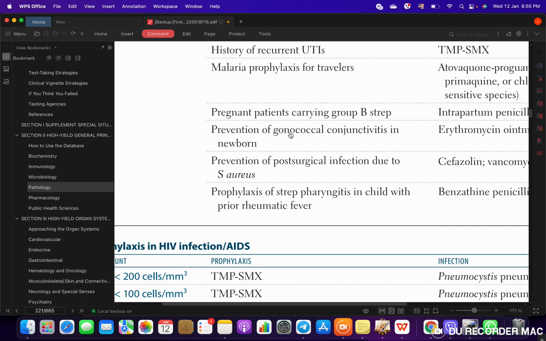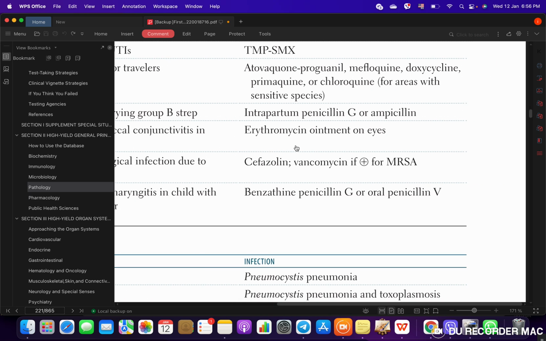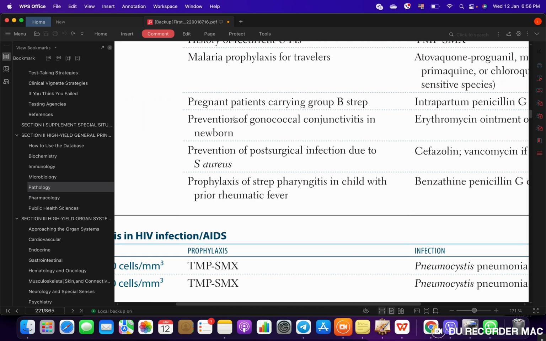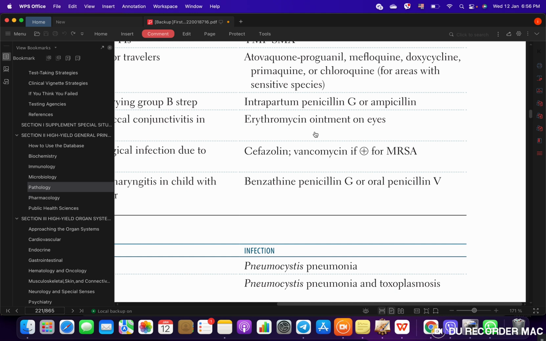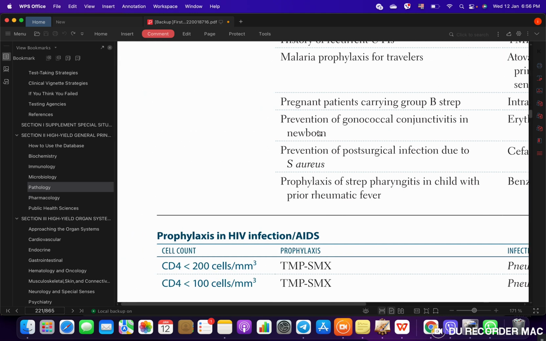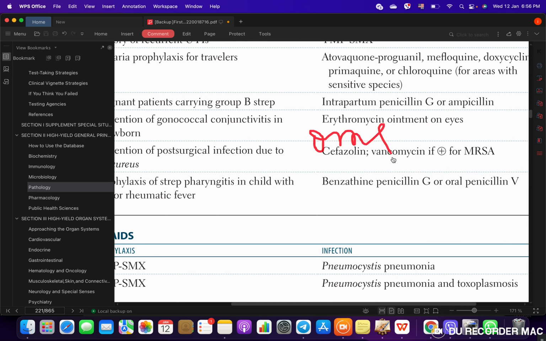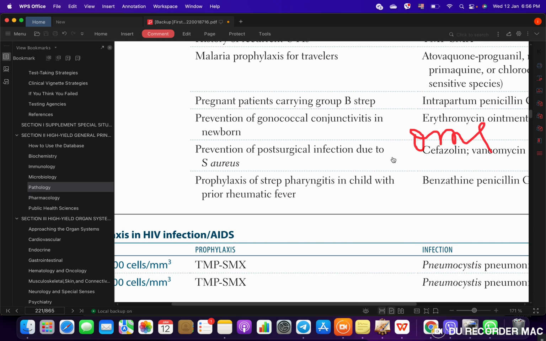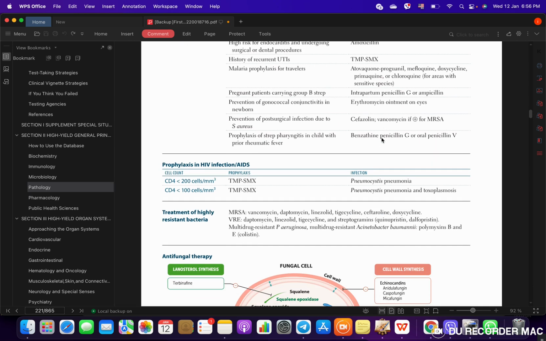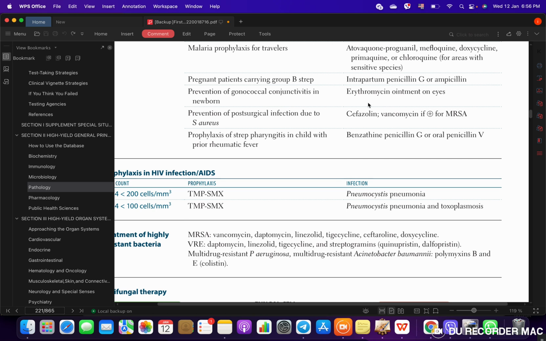So prevention of gonococcal conjunctivitis in a newborn: macrolide ointment in the eyes, but be careful guys, it does not prevent chlamydial conjunctivitis. For that you need oral erythromycin in the baby, but that's a Step 2, not a Step 1 question, okay? So for Step 1 you just know erythromycin, that's it. For Step 2 you will have to know that oral erythromycin is used to prevent chlamydial conjunctivitis as well.